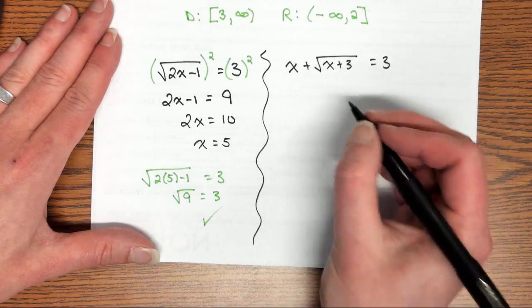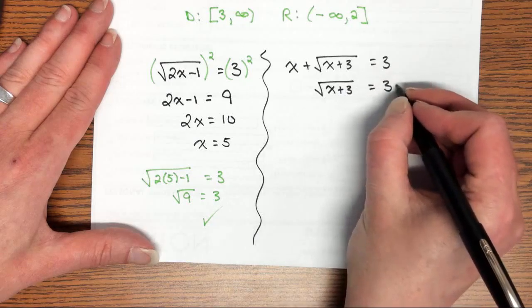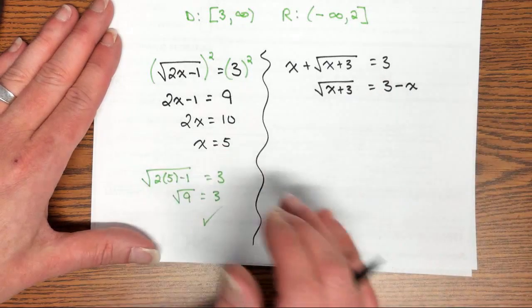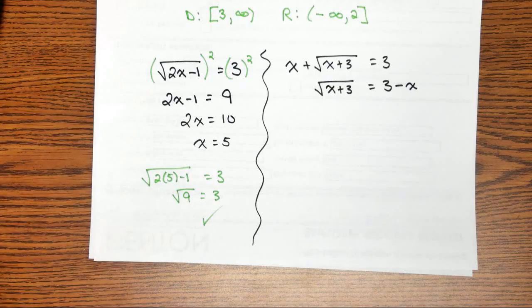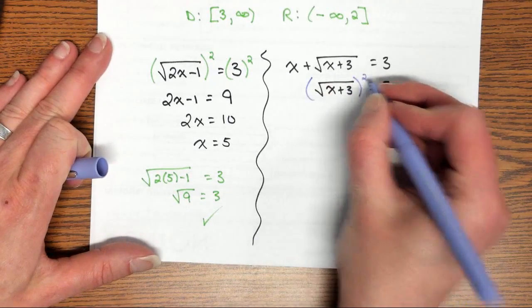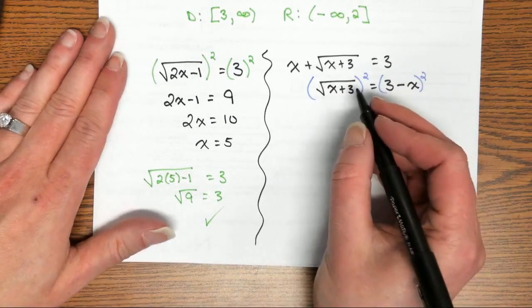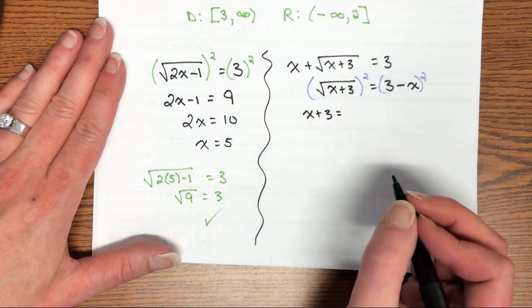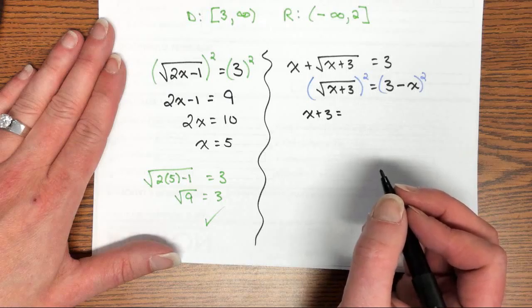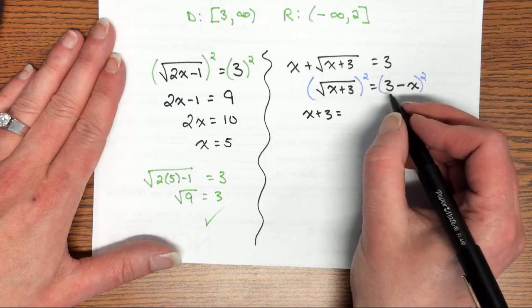That means x needs to be moved to the other side. So I'm going to subtract it and get 3 minus x. Or you could put negative x plus 3, whichever way you want to write it. Now my square root is isolated, so we can square both sides. When you square a square root, they undo each other, so we get x plus 3 over here. Now on the other side, the common mistake is to forget what squaring means. Squaring means we're going to multiply it by itself.